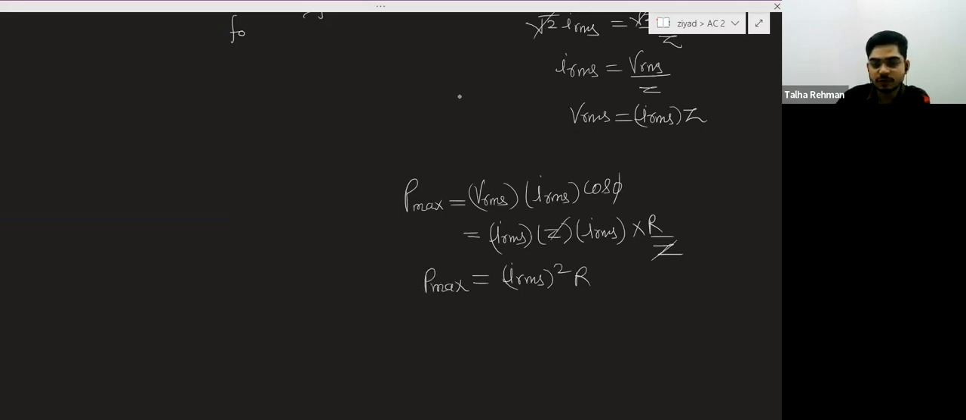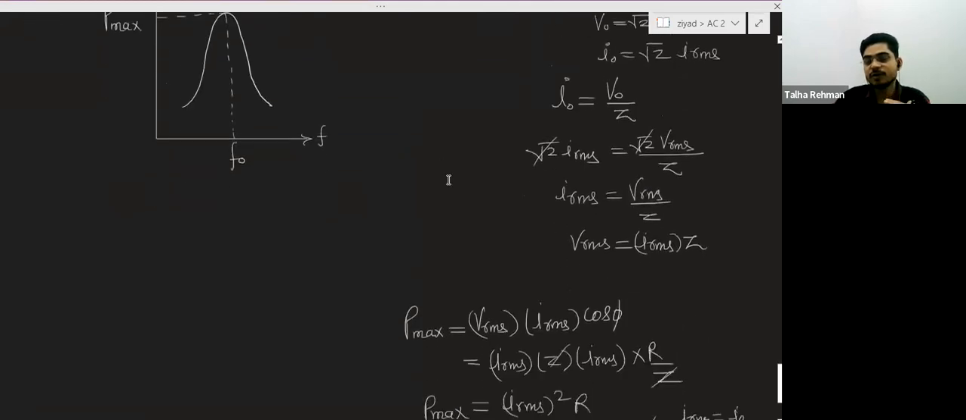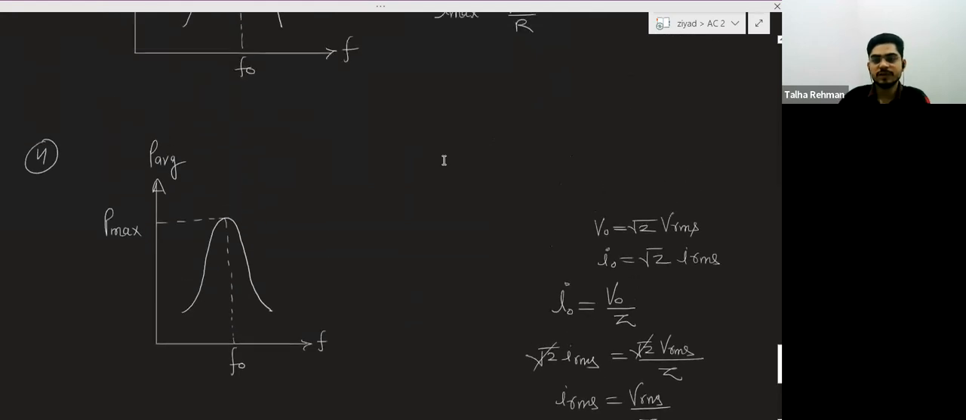If you want to write this in terms of peak value, you know that IRMS can be written as I naught by root 2. When you put it, you will get I naught max squared by 2 into R, because I am deriving this for the condition of resonance. So basically all these things we are doing at resonance.